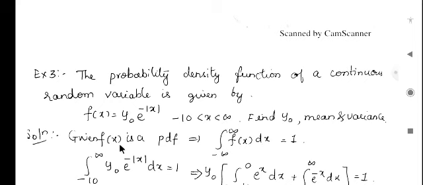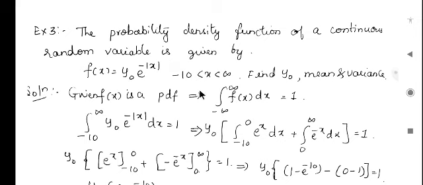Now here what is being given is that this function f of x is a PDF. So we have a condition that if you take the integration of this f of x between minus infinity to plus infinity, the value is equal to 1. If you use it, then we get y naught e raised to minus modulus of x, with limits minus infinity to infinity. Now take out this y naught and again divide this into negative and positive intervals. So this is minus infinity to 0 plus 0 to infinity.